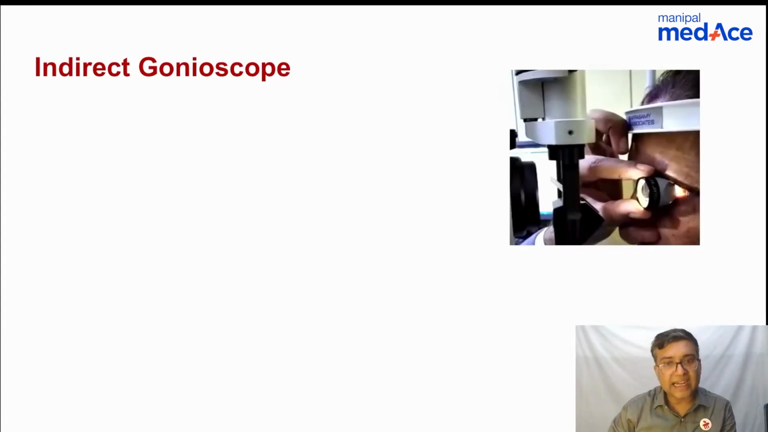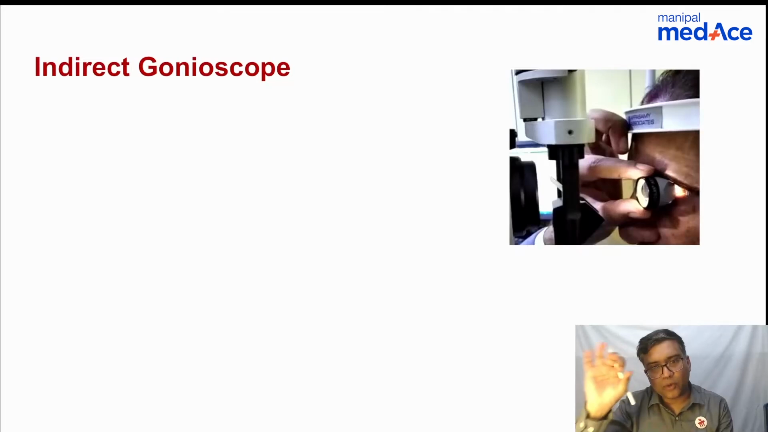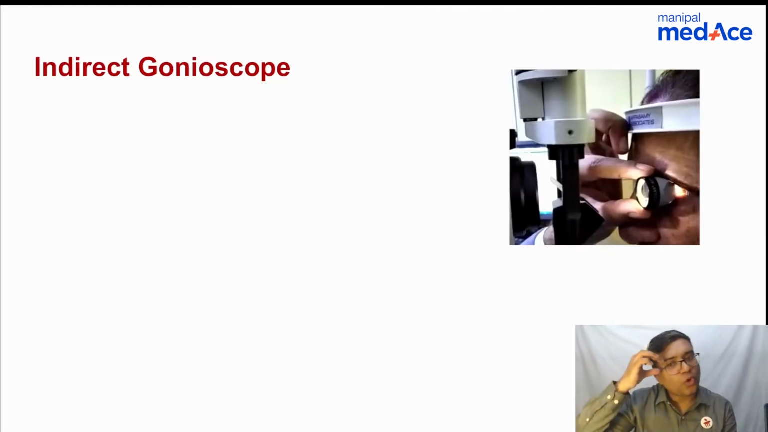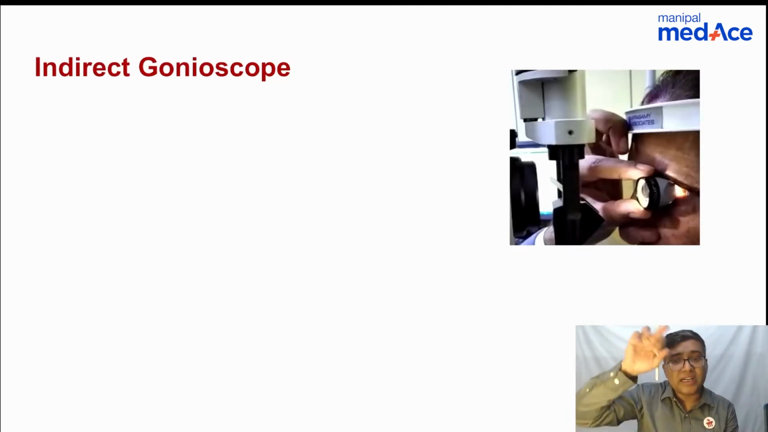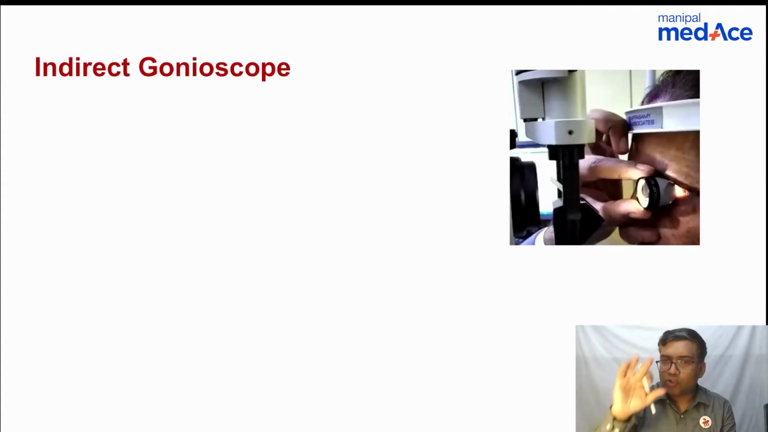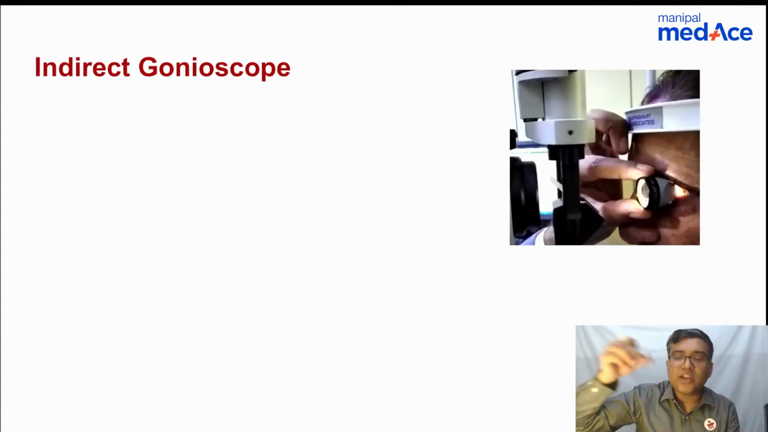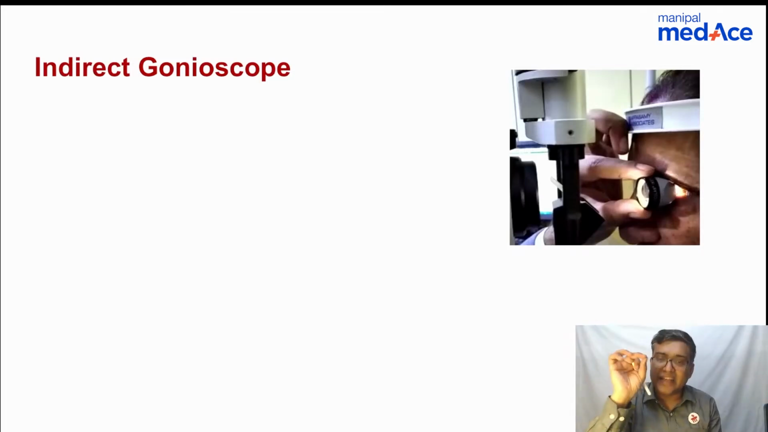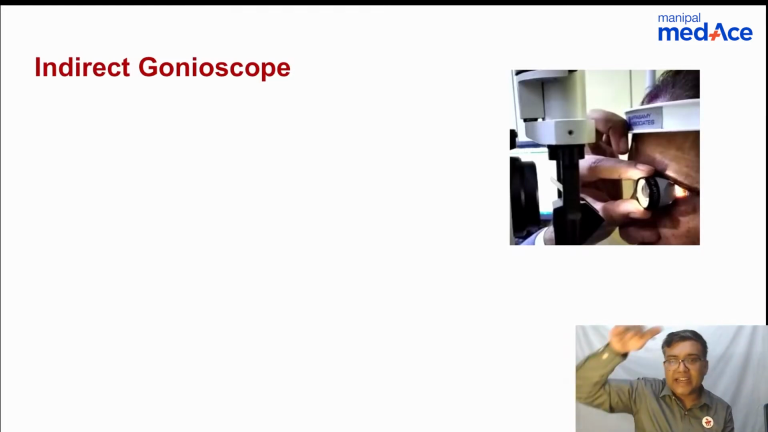The more common one that we use in our patients in the OPD is the indirect gonioscope, which we do with the help of a slit lamp. I put a gonioscope over the cornea, and then there is a reflection from the various mirrors of the gonioscope, and then I see it in the eyepiece of my slit lamp. Whatever I see is inverted. So if I am seeing a superior angle in my eyepiece, actually that is the inferior angle. So that is the indirect gonioscope.